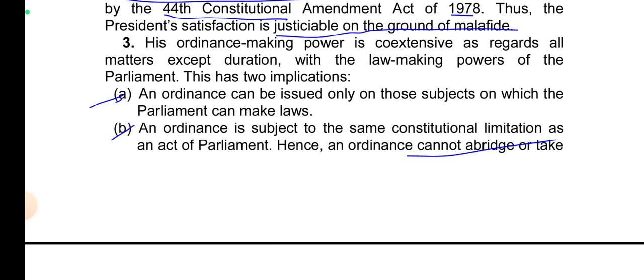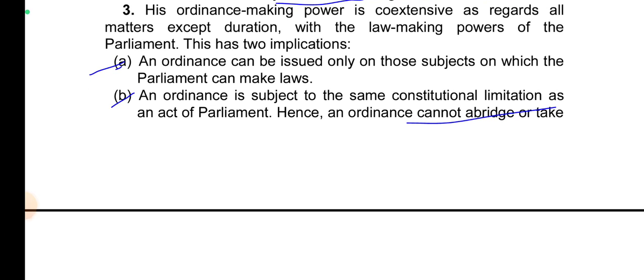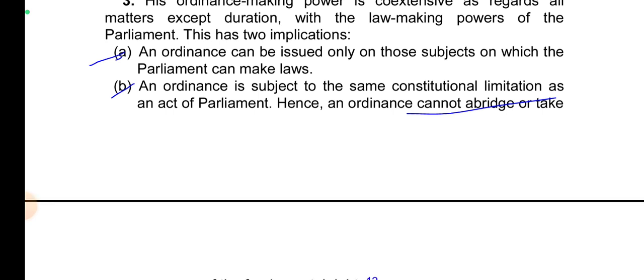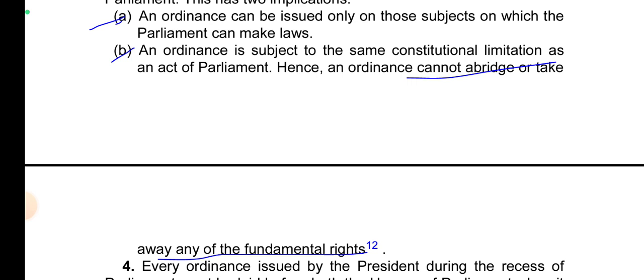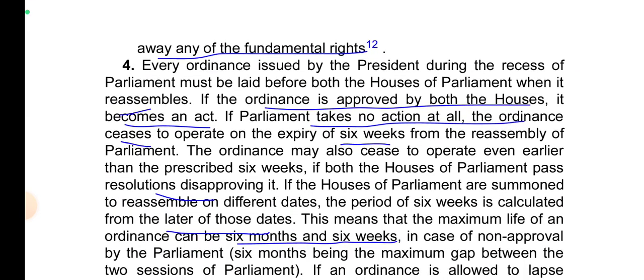His ordinance making power is co-extensive as regards all matters except duration with the law-making powers of the Parliament. This has 2 implications. An ordinance can be issued only on those subjects on which the Parliament can make laws. An ordinance is subject to the same constitutional limitation as an act of Parliament. Hence, an ordinance cannot abridge or take away any of the fundamental rights.